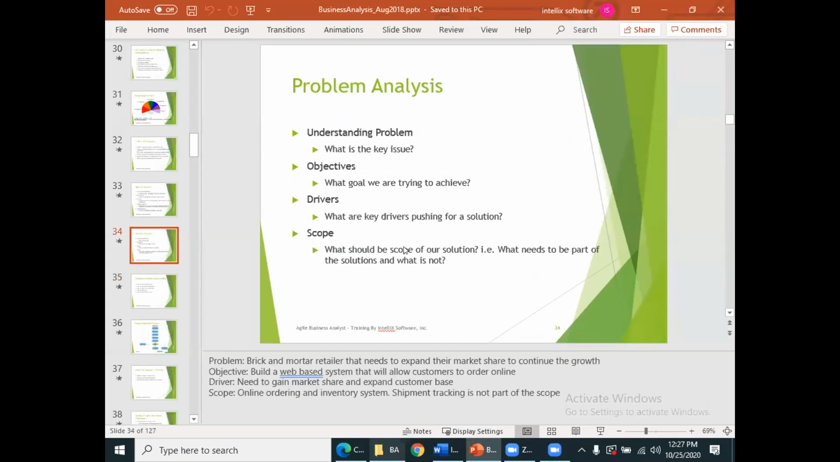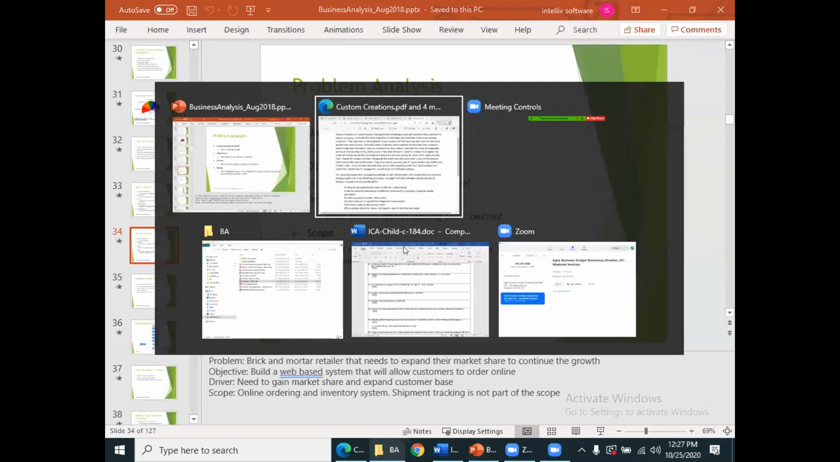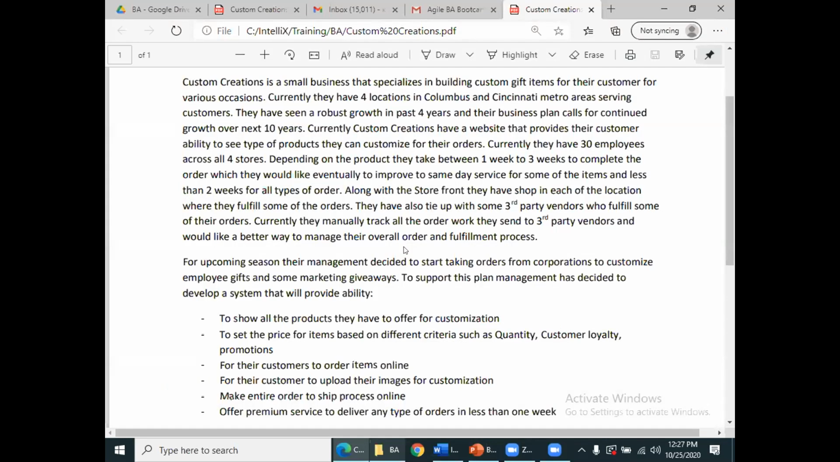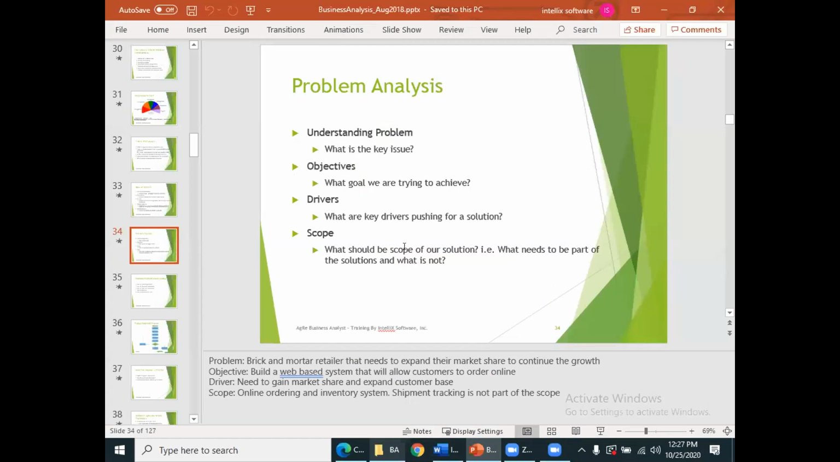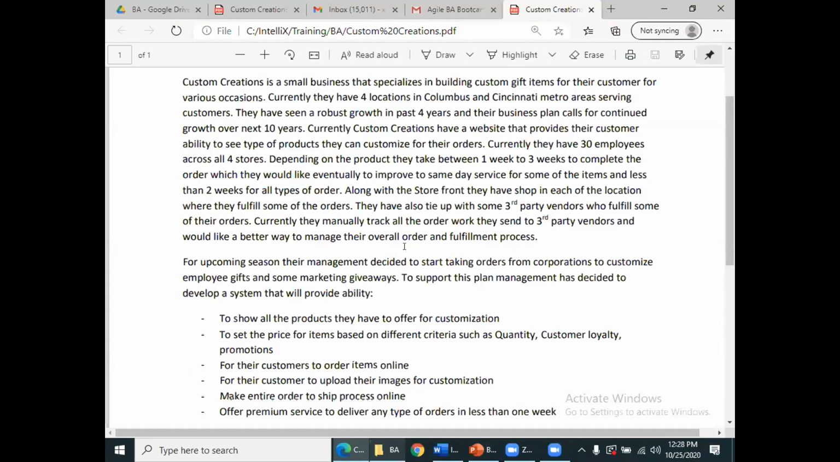Understand the problem. What is the problem? What is the key issue? Remember the fourth step. Understand what the objectives are, what the drivers are, and what the scope is. If you understand those four, then you will be able to tell which one it falls into. There's a reason why I shared this slide first, before sharing the problem.